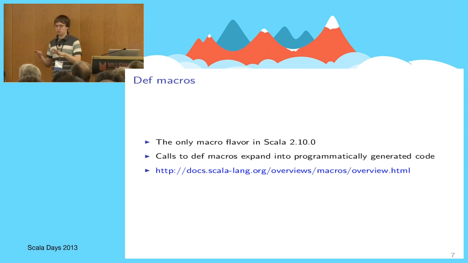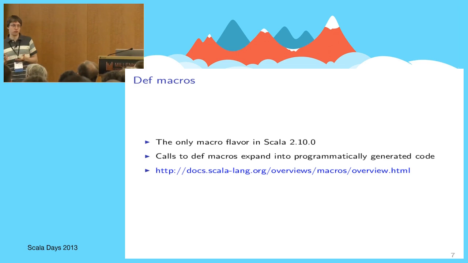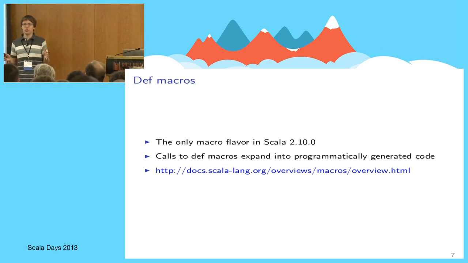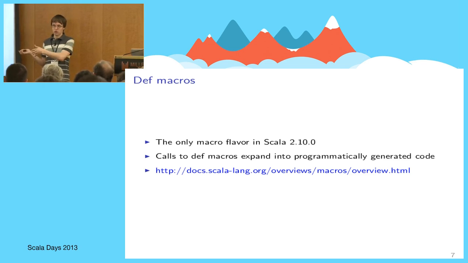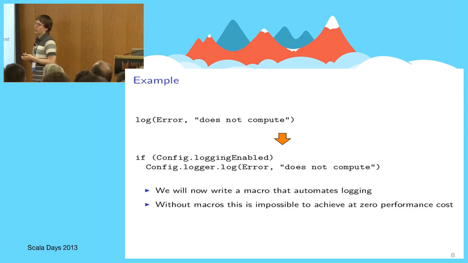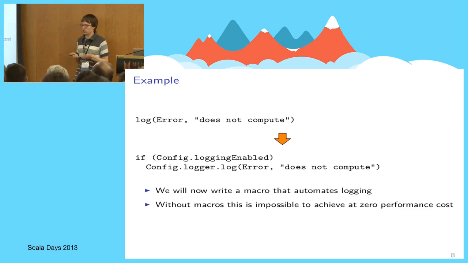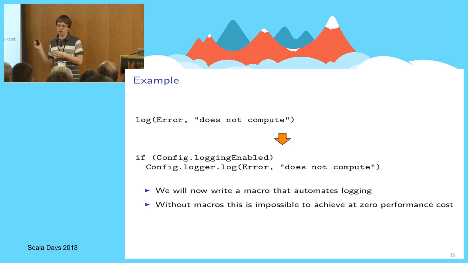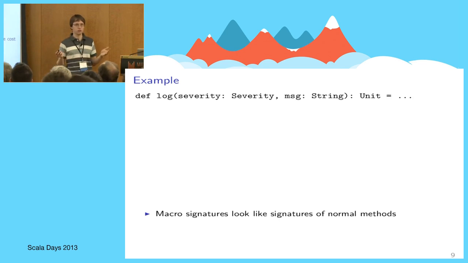Def macros look like normal functions, except for one twist. When the compiler encounters applications of such functions, calls to such functions, it calls a macro, which generates some code, and this code gets inlined into the call site. As simple as that. This is probably best illustrated by an example. Here we have a log macro, which takes a severity and a message, and then generates an if that guards this log, so that the message doesn't get evaluated unless logs are enabled. Pretty basic stuff, and let's see how you can do this with macros.